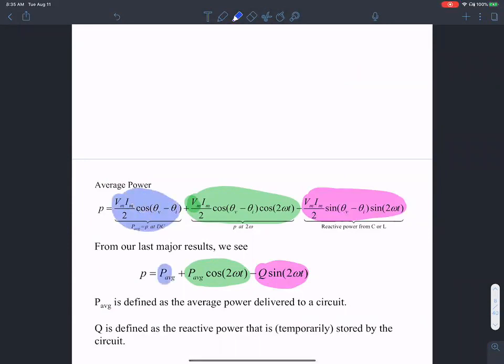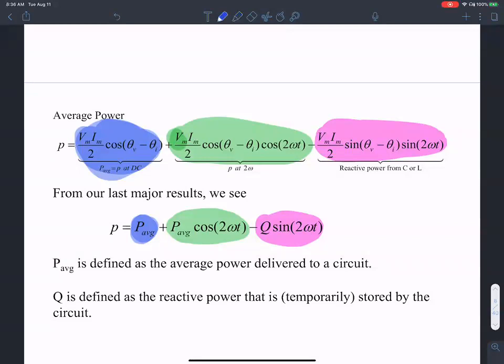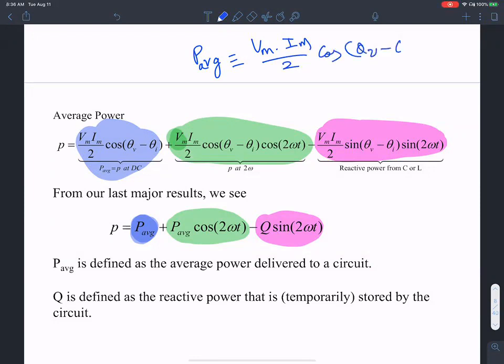This term is the frequency term. The blue term is called the average power. So if you notice, the blue term, P average, is defined as whatever is inside the blue term: Vm, Im over 2 cosine of theta V minus theta I. That's exactly showing up here as well. So that's P average times cosine 2 omega t. So that's exactly what I have here.